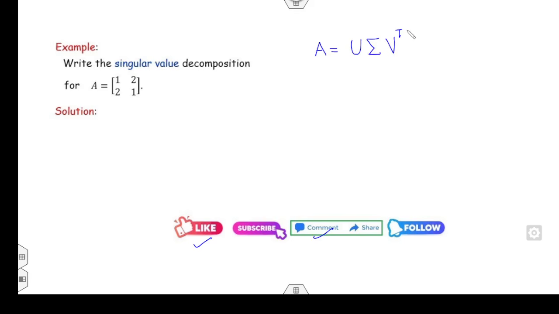Fine. Now the question arises: what are the sizes of these matrices? In general, if A is your M cross N matrix, then the matrix U is my M cross M matrix, V is my N cross N matrix, and the sigma matrix is my M cross N matrix. Fine.